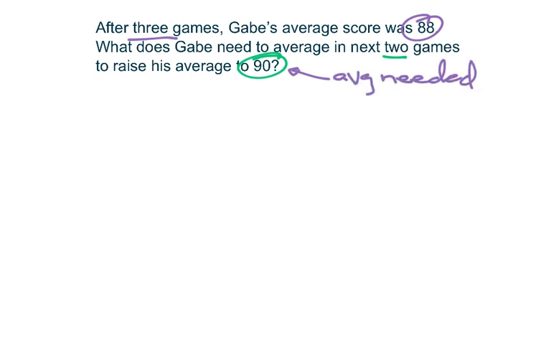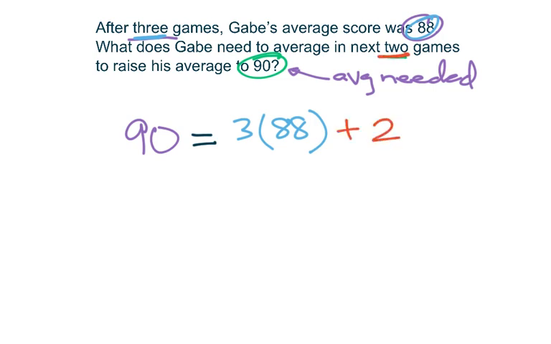So how do I start this off, or how do I set it up, is I'm going to put the 90 down right away because I know that that's the average that I need. Then I'll say, okay, is equal to, think about this, 3 games at 88. Well, wouldn't that be to find the sum or the total? I'd need 3 times 88. And then I know that I have 2 more games, but the problem is I don't know what that value would be. And as you know, what will we replace that with?